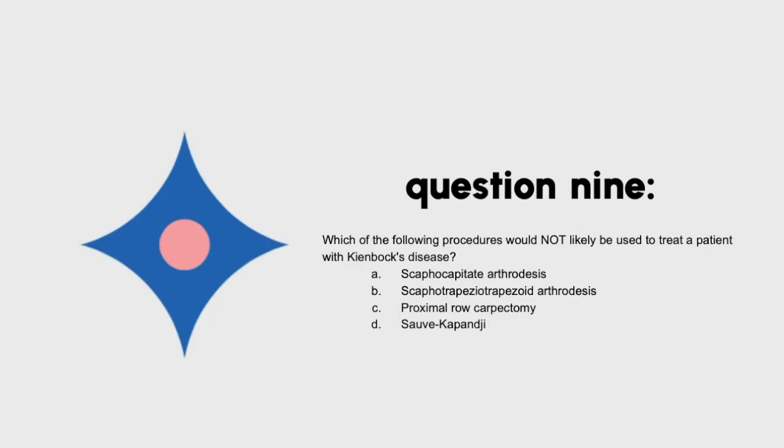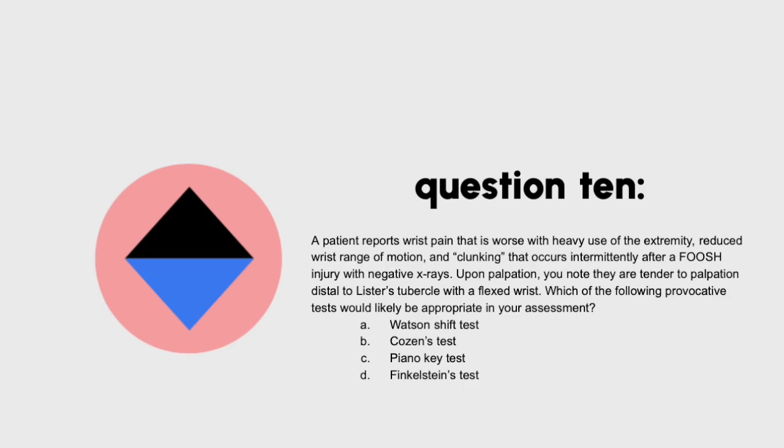Question 9, correct answer is D, Sauvé-Kapandji, which is a wrist salvage procedure for DRUJ arthritis. And question 10, correct answer here is A, Watson shift test, because based on the description, there is some sensitivity around the scaphoid or the scapholunate area. Cozen's is an indicated test for lateral epicondylosis. Piano key would be good if you suspect DRUJ instability, and Finkelstein's is for De Quervain's tenosynovitis.